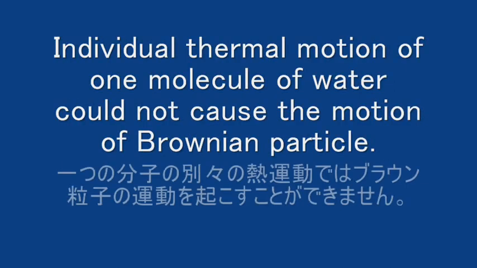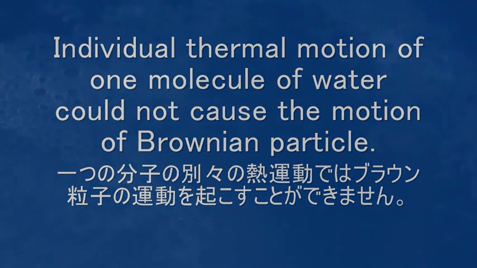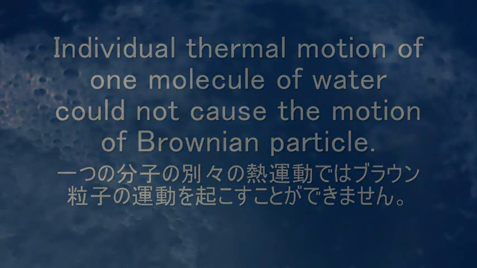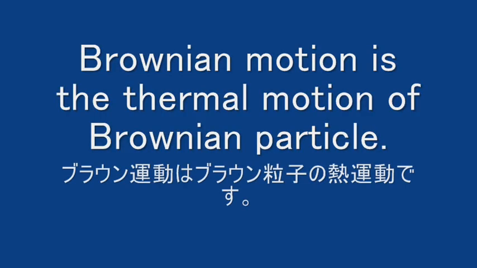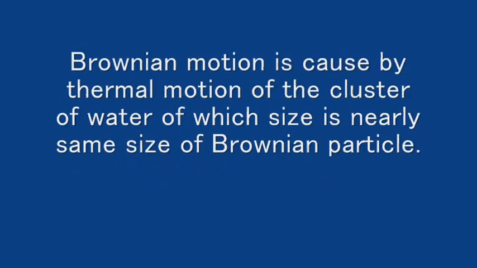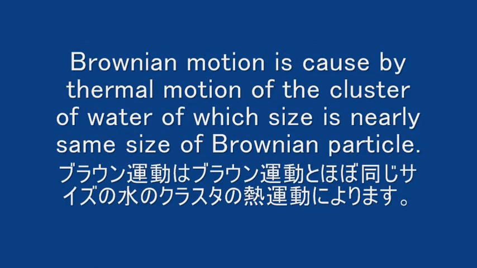The individual thermal motion of one molecule could not cause the motion of a Brownian particle, because the diameter of one molecule of water is about 3 angstroms. The size of the molecule of water is too small compared with the Brownian particle. The difference is larger than 3,300 in ratio. The Brownian motion is the thermal motion of the particle. It is considered that the Brownian motion is derived from the thermal motion of the cluster, which is nearly the same size as the Brownian particle.